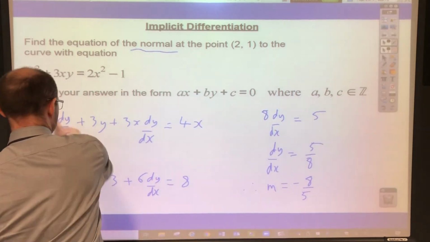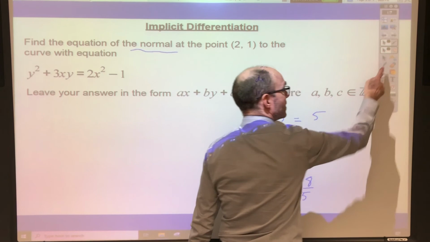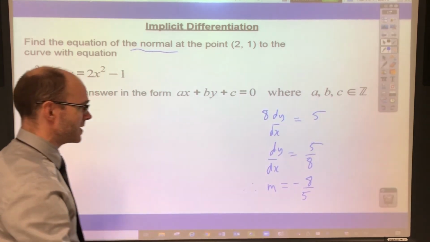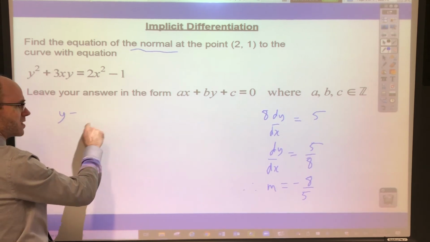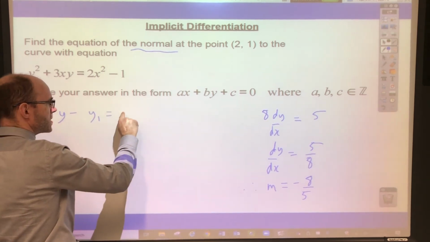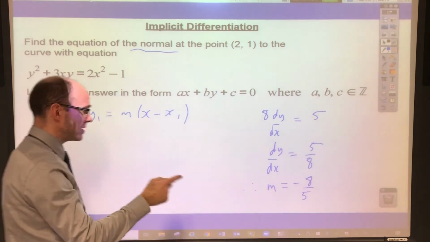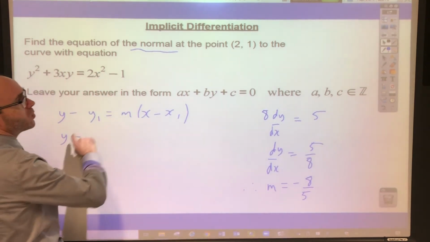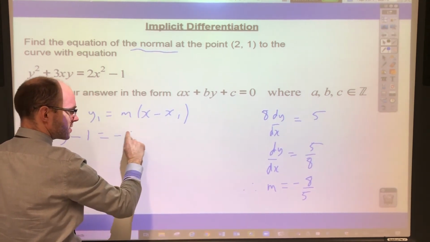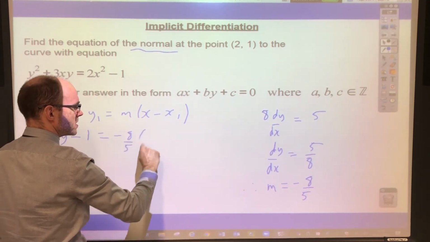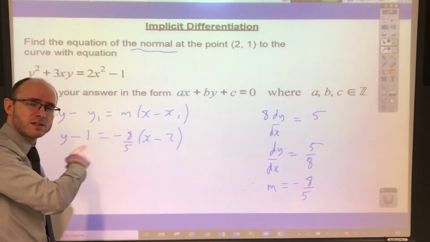So let me just get rid of this now. Notice how much space I need, which is why I'm doing it with my large board in the classroom today. Okay, because I need all of this space. So y, let's just remind ourselves, y minus y1 equals m times (x minus x1). That's the equation I'm using, you see. And so y subtract the y coordinate, which is 1, equals the gradient, negative 8/5, times x minus x1, which is 2. And that would be fine as our answer.